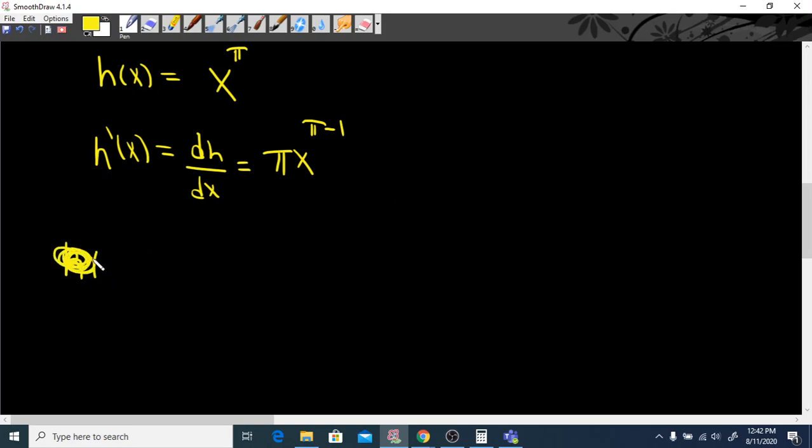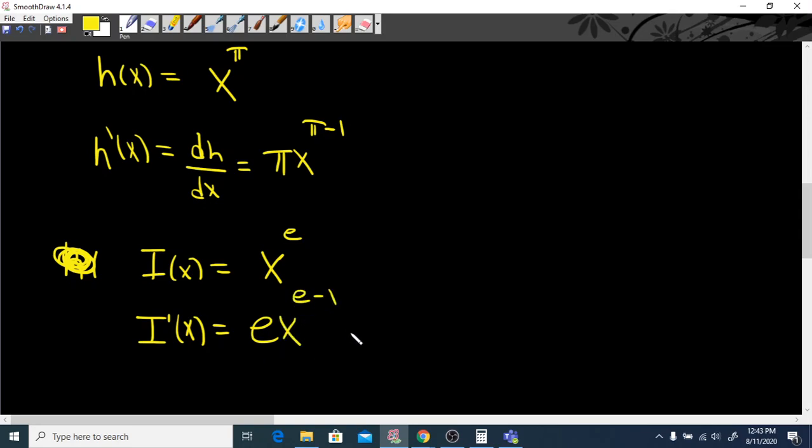Let's say i of x is x to the power e. Then the derivative will be e x to the e minus 1.